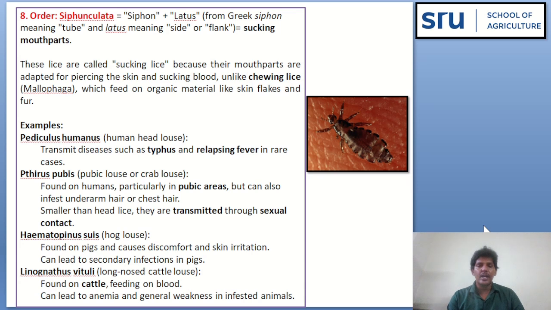Order Siphunculata. Siphon means tube-like structure. They possess sucking mouthparts. These lice are called sucking lice because their mouthparts are adapted for piercing the skin and sucking blood. Unlike chewing lice, that is Mallophaga, which feed on organic material like skin flakes and fur but do not suck blood, Siphunculata suck the blood. Examples: human head louse, pubic louse, hog louse, long-nosed cattle louse. All these are examples under order Siphunculata.